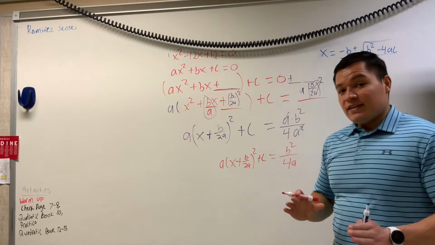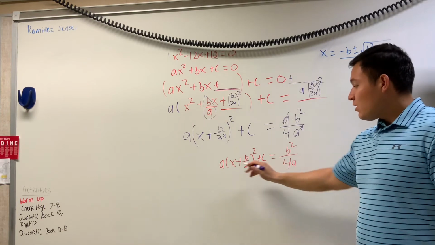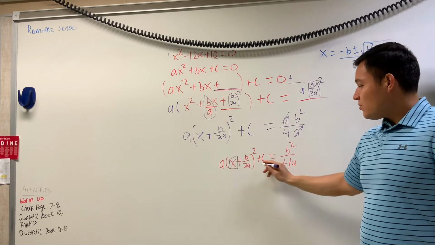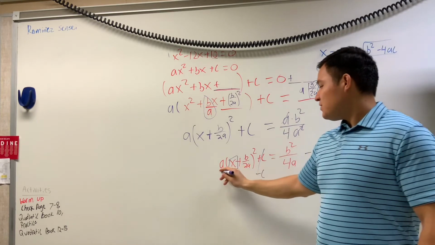We're getting close to the end. We're really close. All we have to do is subtract this c. We're trying to solve for x, so we're going to subtract the c, and then we're going to divide by a.